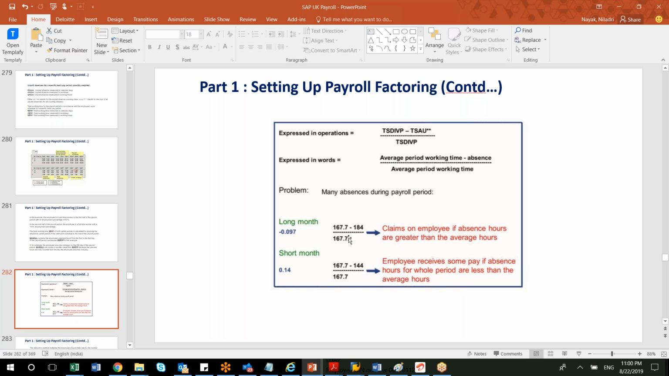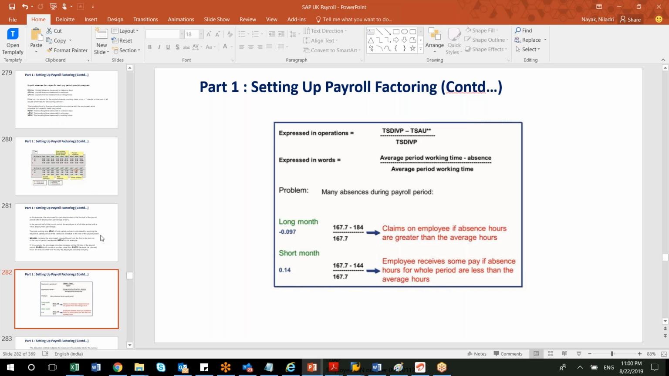So that factor will be calculated like this: 167.7 minus 184, divided by your period working time, whatever average calculation you are having. If it is a short month, suppose the month of February, then automatically your number of absence hours will be reduced. In that case, how will the factoring be calculated? This is just a generic formula.